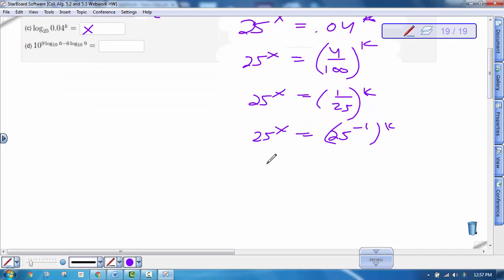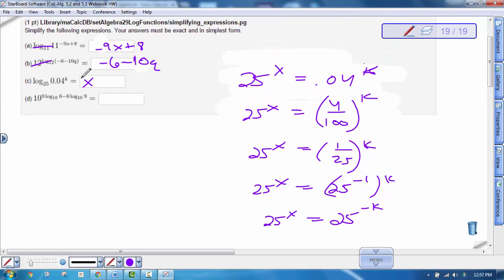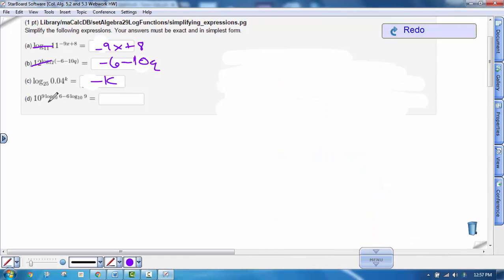And it's not hard to see then, if I rewrite it one more time, by multiplying the negative 1 times the k, that x has to be negative k. So what I called x at the beginning is really just negative k. That's what I want. And then the last one, once again, I can rewrite this in log form. It would be log base 10 of something, whatever this thing equals. I'll call it z this time.